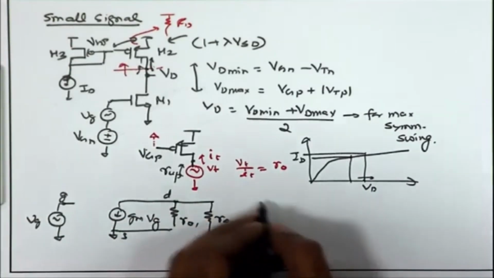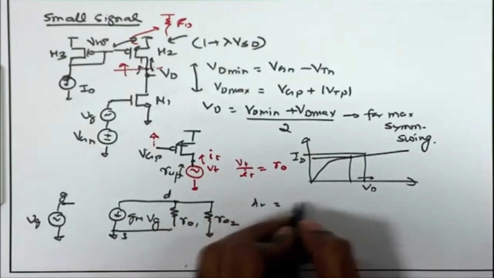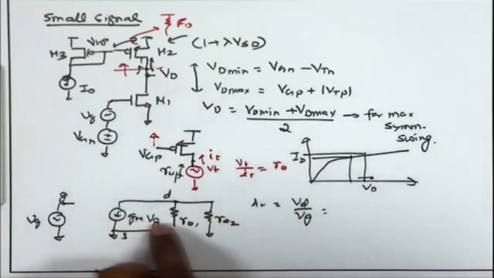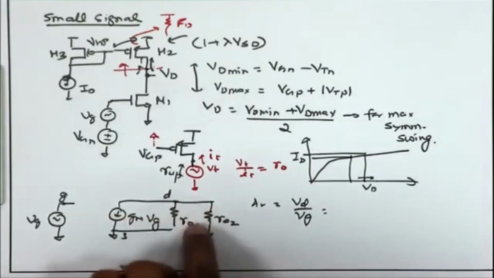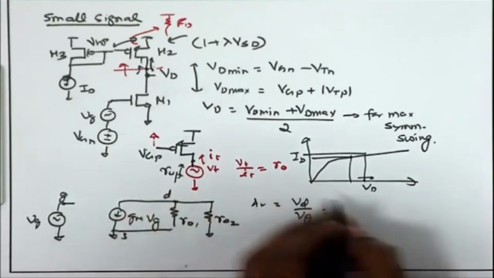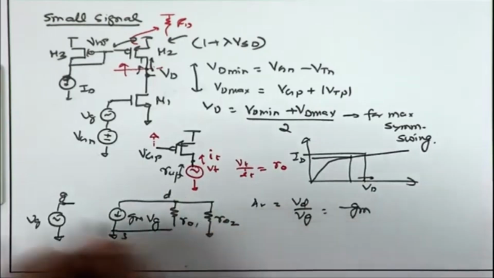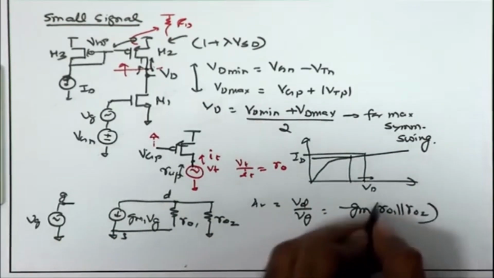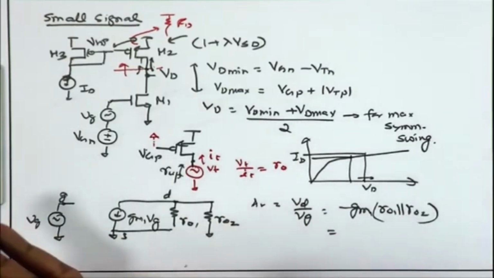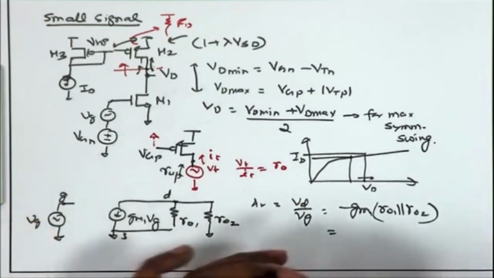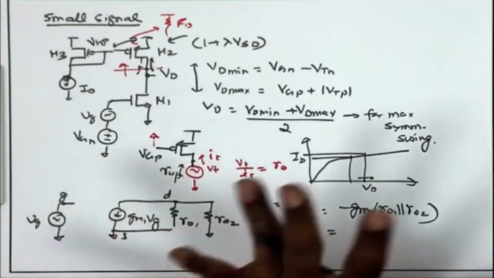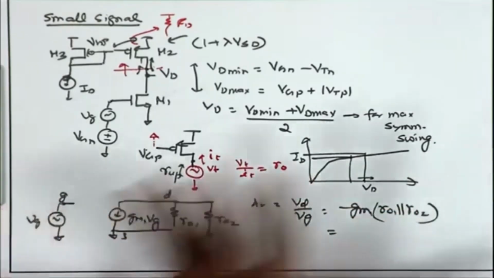I can write down the small signal gain AV is equal to VD upon VG, that is this entire GM VG is flowing into the parallel combination of RO1 and RO2. Therefore, this becomes minus GM1 times RO1 parallel RO2. If RO1 and RO2 are equal, which is not going to be the case usually, but just for getting the expression, assuming GM1, GM2 are equal, RO1, RO2 are equal.